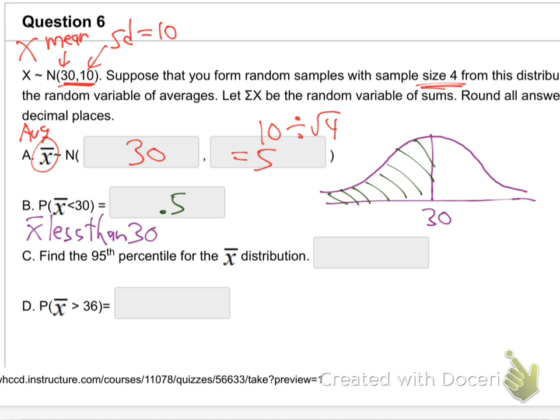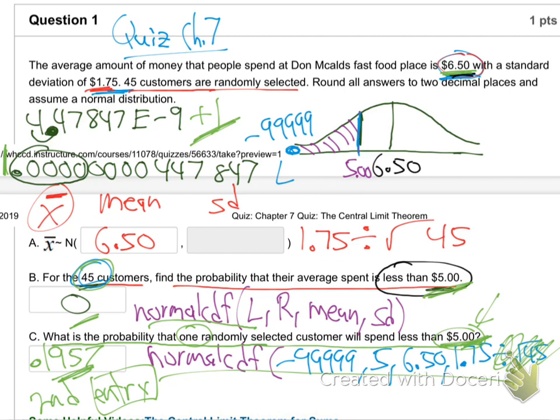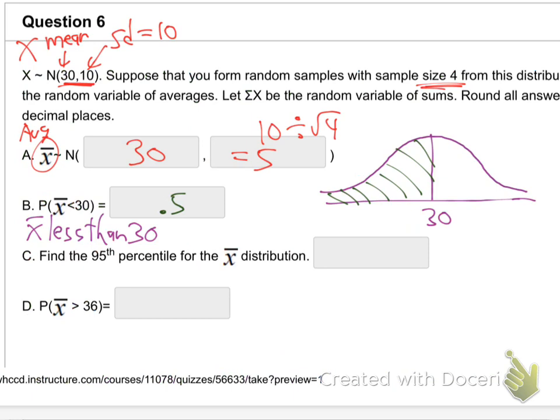See what they did different there? They went right from the middle. Instead of normally like this one, they went off the middle a little bit down to $5, so we had to use the calculator. But if they're right in the middle, that's just half.